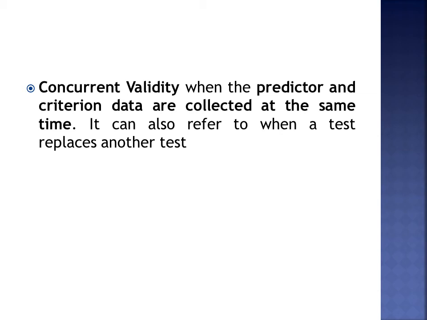Alright, now let's continue. Let's go to concurrent validity. Concurrent validity is when the predictor and criterion data are collected at the same time. It can also refer to when a test replaces another test. Concurrent validity comes from its root word, current. So you've already administered the test, but what you're going to do is get data from the present situation. Instead of waiting, as in predictive validity, in concurrent validity you're going to get the present data that you have.